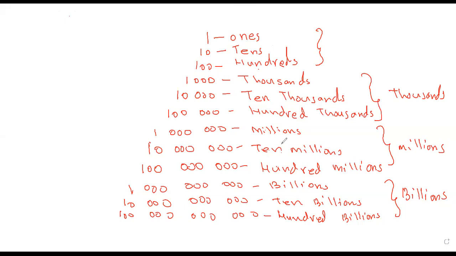Yes, sir. Right, you read. Ones, tens, hundreds, thousands, ten thousands, 100,000, 1,000,000, 10,000,000, 100,000,000, billions, 10,000,000,000, 100,000,000,000. Okay, good.